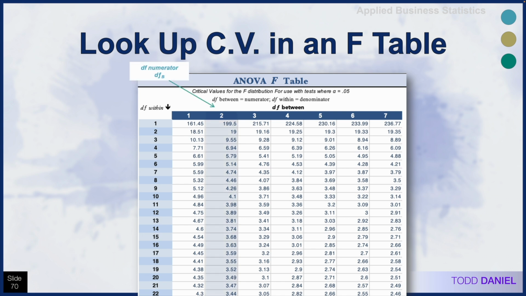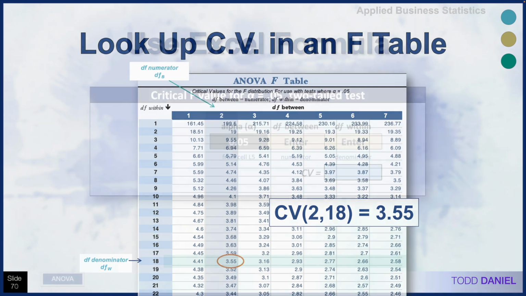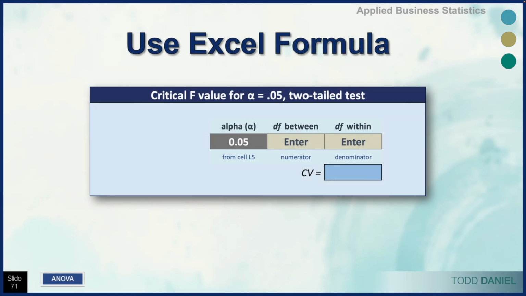We have 2 degrees of freedom between. So we're going to use the column for 2 degrees of freedom between. And we have 18 degrees of freedom within. So the confluence of 2 and 18 gives us a critical value of 3.55. The critical value with 2 and 18 degrees of freedom for this F distribution, 3.55. And there's another way that we could get this value, and that is simply to go to the spreadsheet.